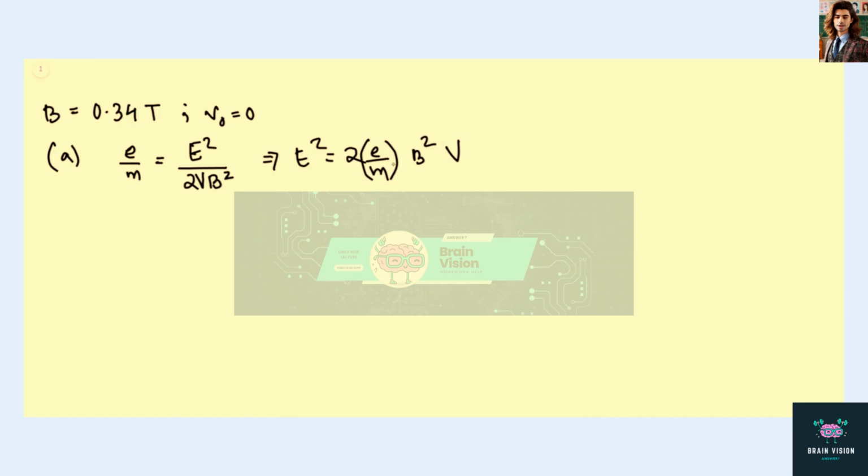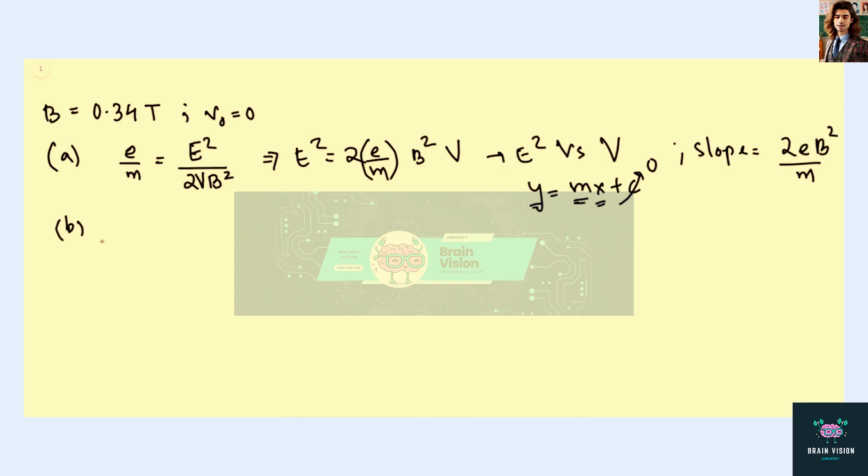Therefore, the graph of E squared versus V should be a straight line, as you can see, following the equation y equals mx plus c, where c is 0 here, x is V, y is E squared, and m is the slope. So the slope is equal to 2 times e B squared over m.